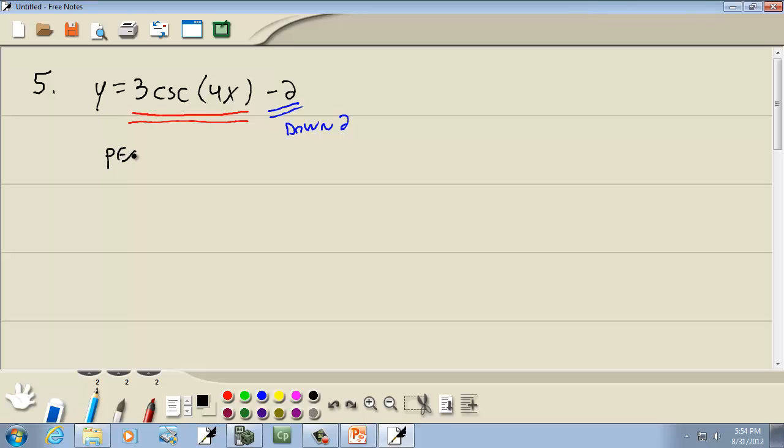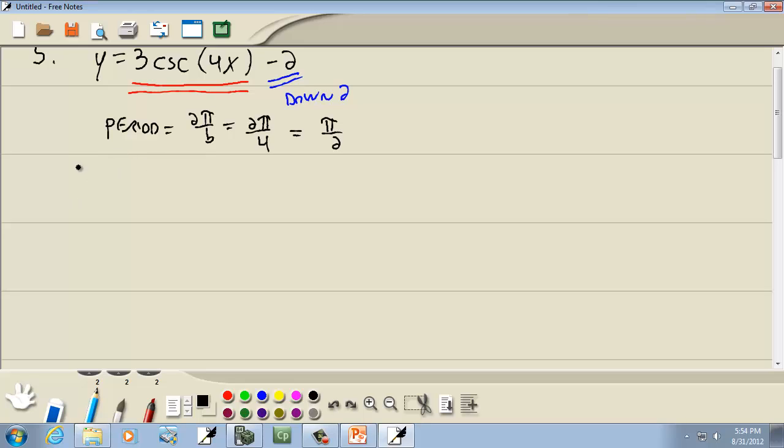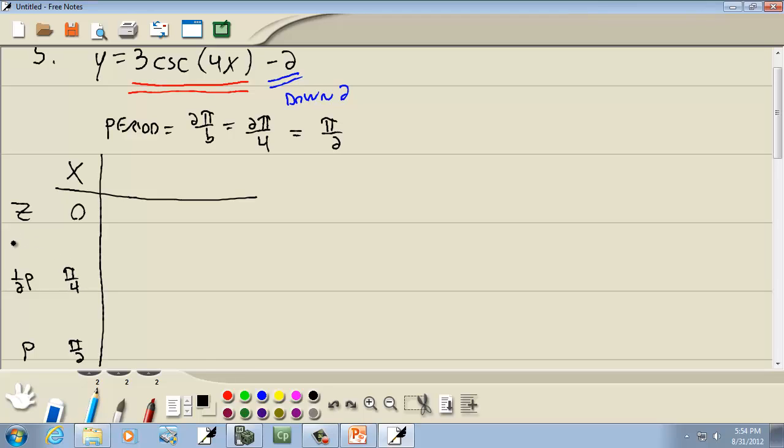Okay, so let's find our period. Period is 2 pi over b. Now b is the number for x, which is 4. So we end up with pi over 2. Okay, so let's create our t-chart here. Well, this first one is always 0. This last one is always our period, which is pi over 2. Middle here is always half our period, which would be pi over 4. And then this would be a quarter of our period, which would be pi over 8.